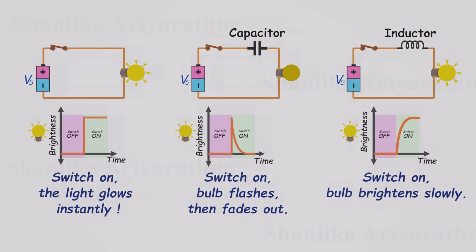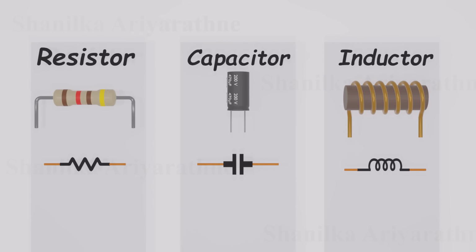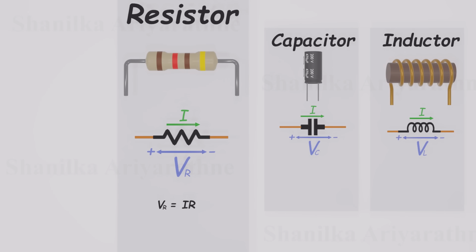Let's find out. We'll compare our three main players, the resistor, the capacitor, and the inductor. Each one behaves differently, and it all comes down to how voltage and current are related. For a resistor, voltage and current move perfectly in step. Ohm's law says V equals I times R. When voltage goes up, current goes up, instantly, together. You can flip it around any way you like. I equals V over R, or R equals V over I.